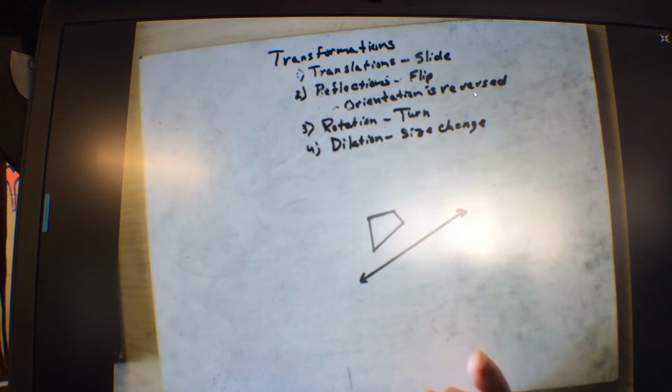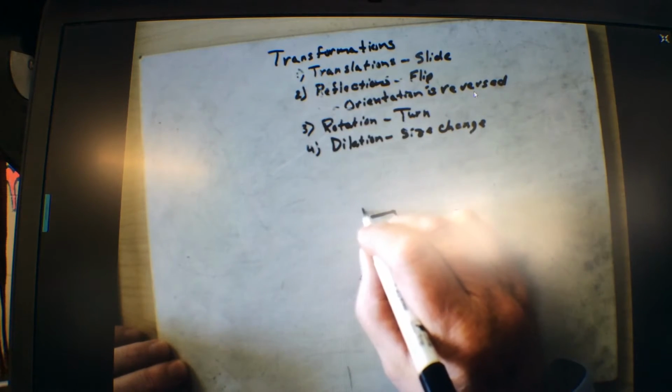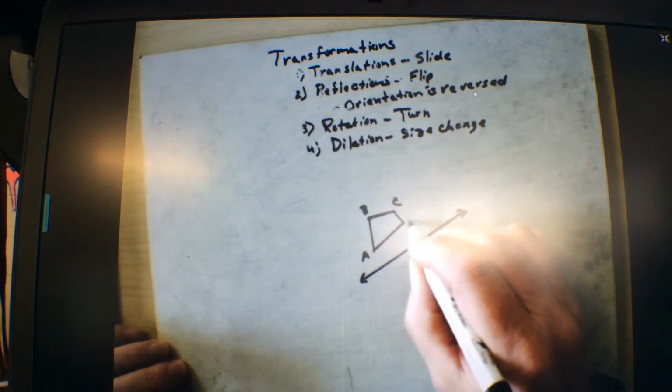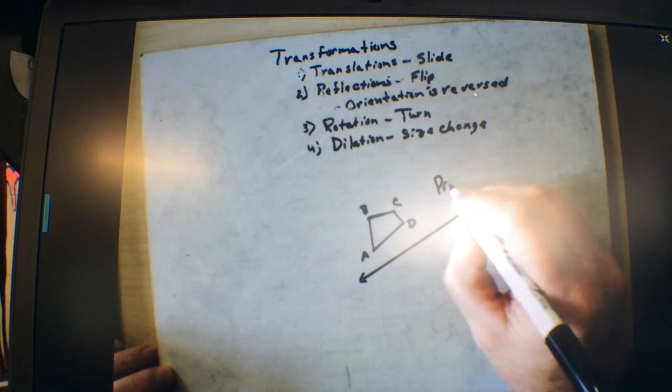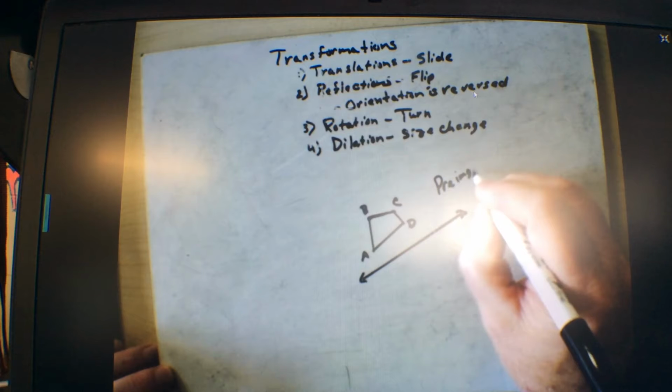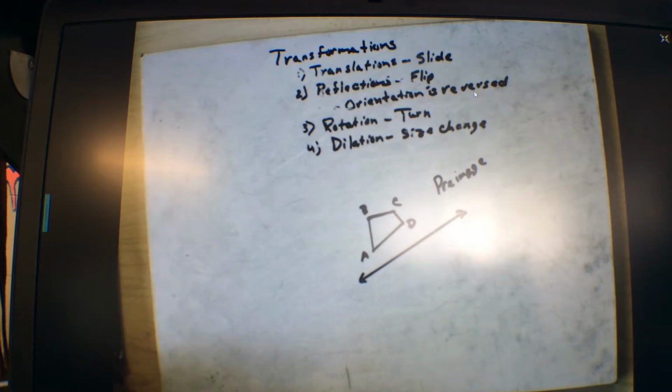All right. So I'm going to show you how to reflect this over the line. We're going to call this A, B, C, D, and I'm going to show you about orientation. This is called a pre-image. P-R-E-I-M-A-G-E. Pre-image. Okay, so what we want to do is reflect it over that line.